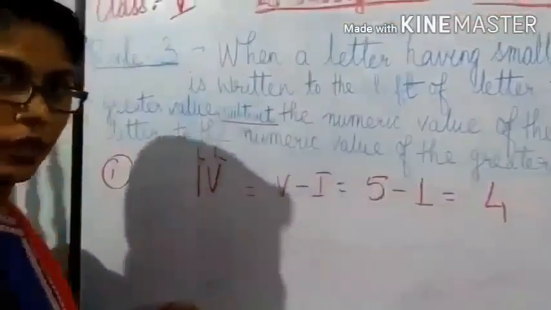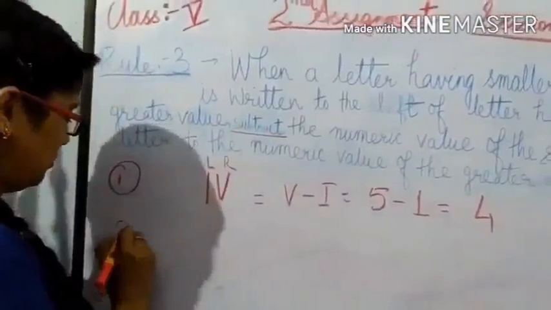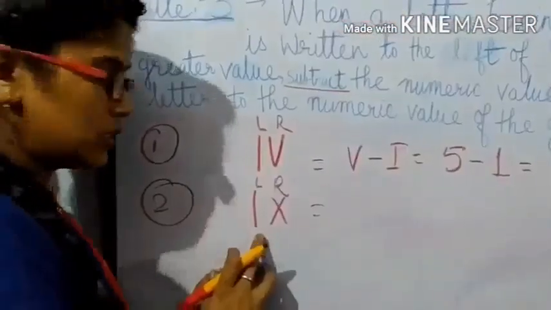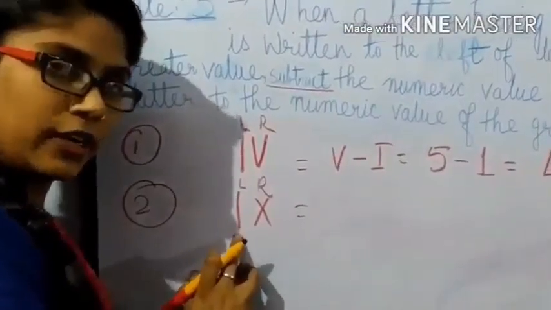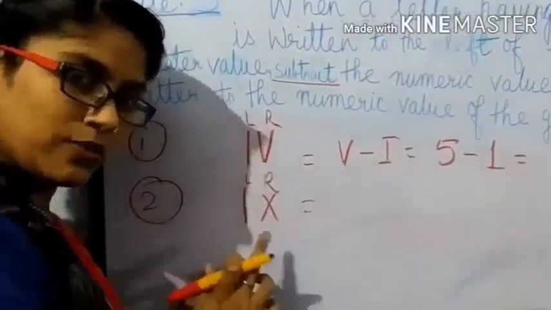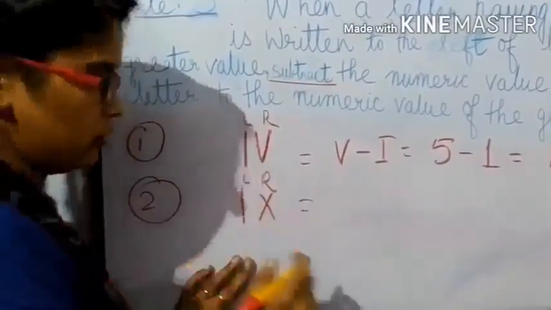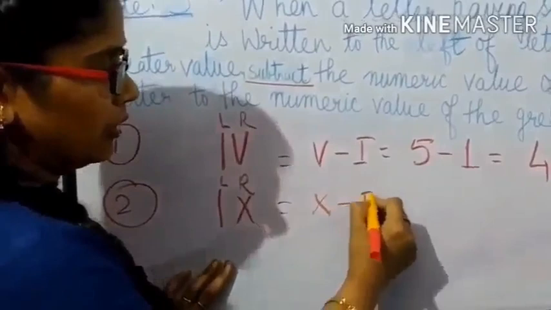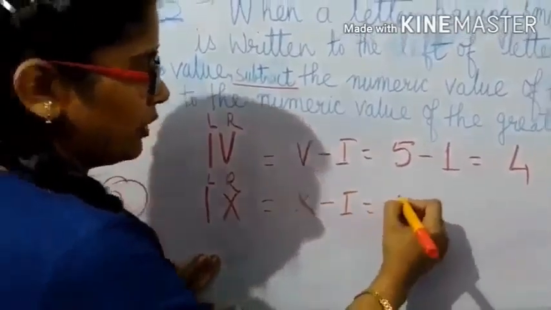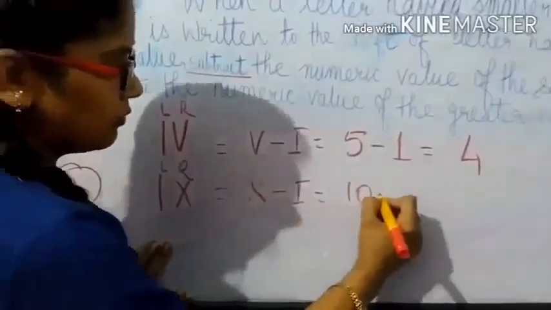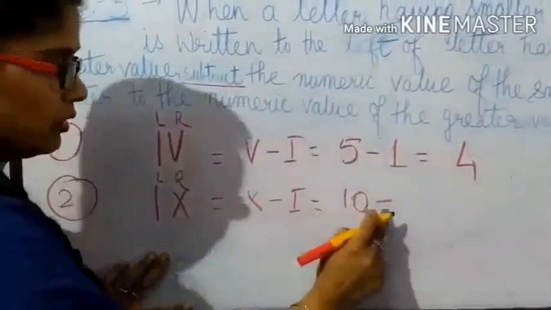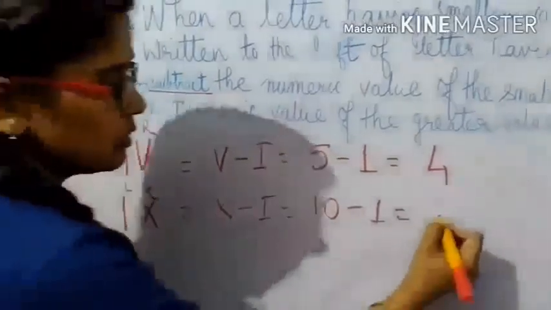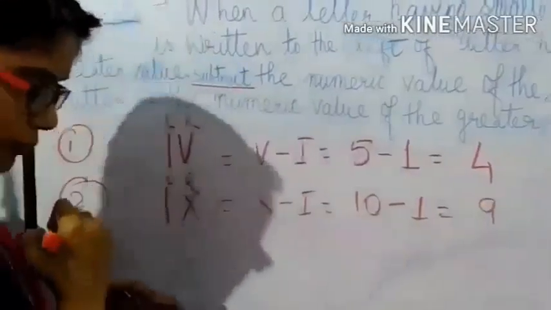Understood? Now I am taking the next example. Example number 2, IX. Since it is standing on the left side and it has less value, we will subtract this I from X. So X minus I. The value of X is 10, and we give the sign of subtraction, and the value of I is 1. So 10 minus 1 is 9. Understood?